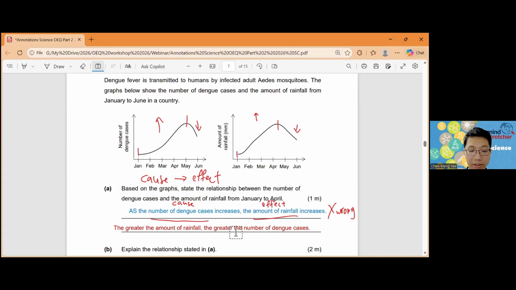In this case, the cause is the rainfall, and it results in more dengue cases, so that is the effect. You must get this correct.